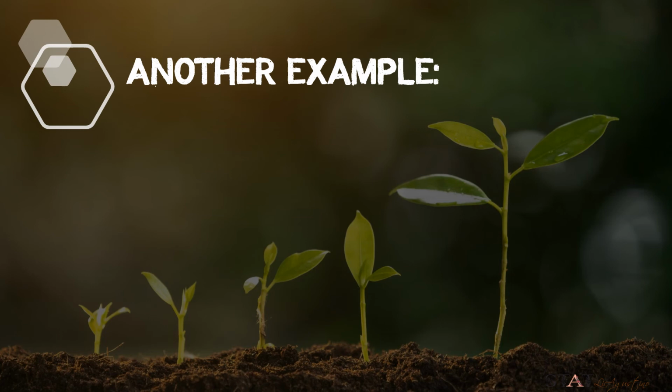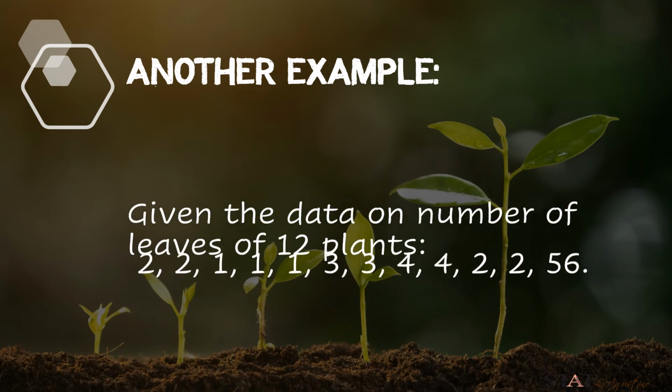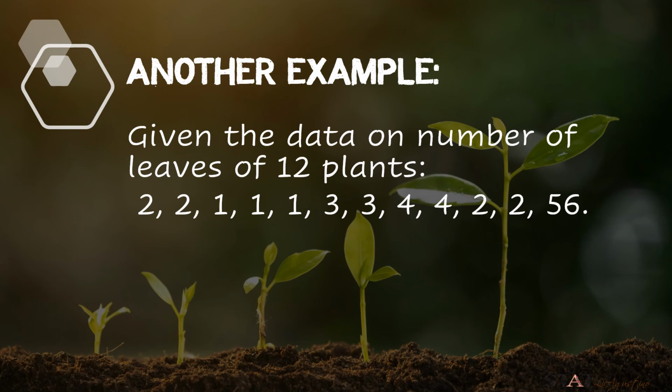So another thing to review: mode is the observed value that occurs with the greatest frequency in a data set. Given the data on the number of leaves of plants, one plant has 2 leaves, another plant has 2 leaves, another plant has 1. What kind of plant is this with only 1 leaf? Anyway, it's just an example. And then 1, 1, 3, 3, 4, 4, 2, 2, 56. Oh, there's a grown-up plant because it has 56 leaves.